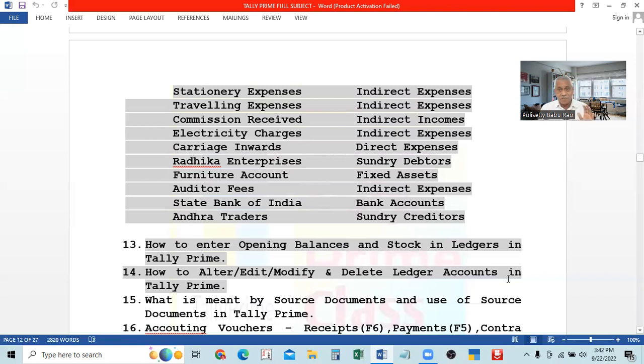So the check details will be there. So check is also a document. On the basis of that, suppose if you issue a check, we'll check up to whom we issued all the checks. So that is the payments made. So we make entries as payments in our books.